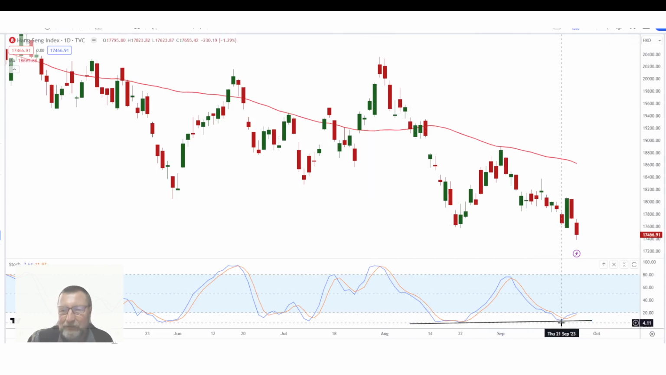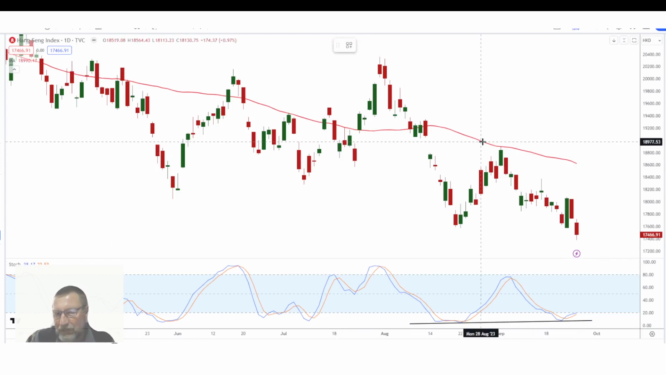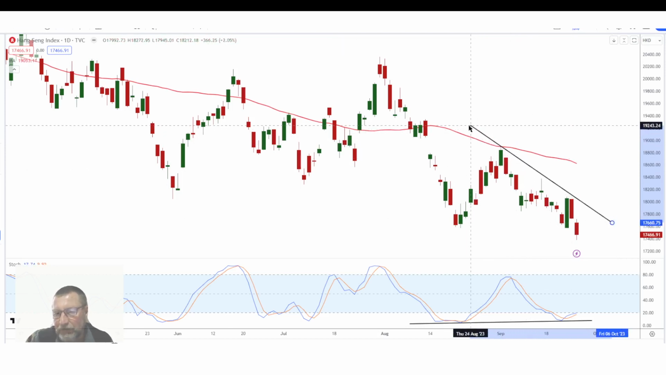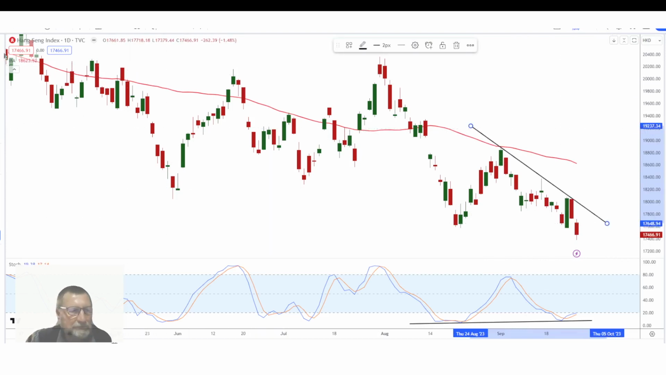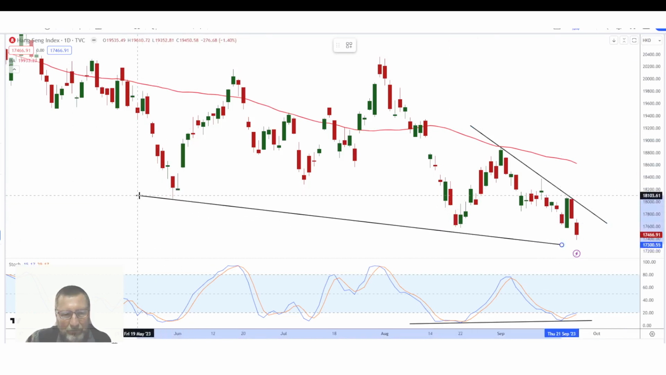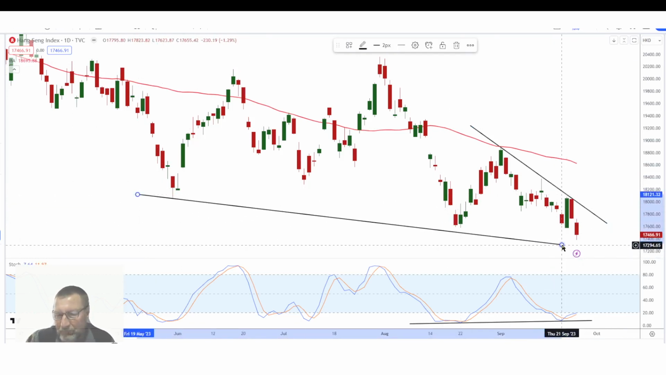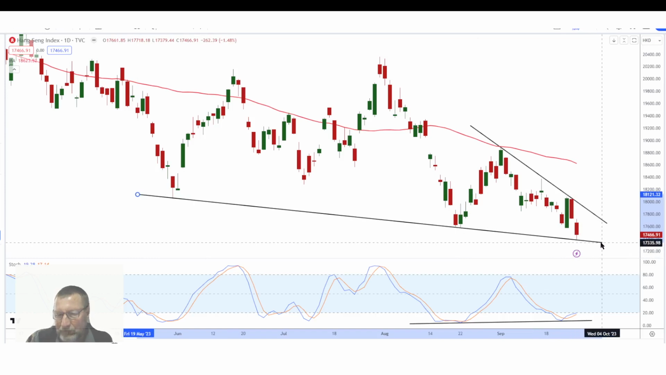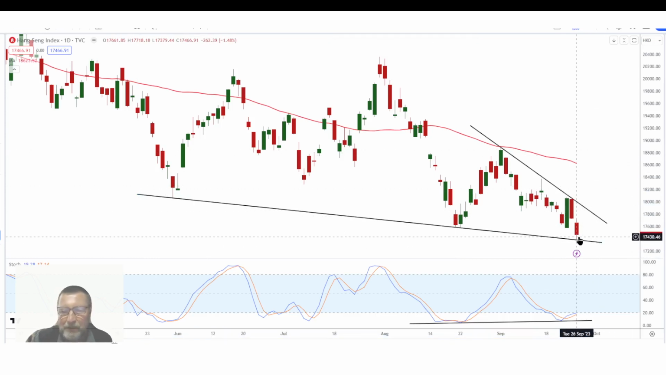There you are. There's a divergence on the stochastic. That usually tells you that there is maybe some momentum building to the upside. And what do we see? We see an ugly falling wedge here. And we're way below the 50-day moving average, so things are still looking very nasty. There you are. Let's just show you here. There you are. And we are testing exactly this support line.